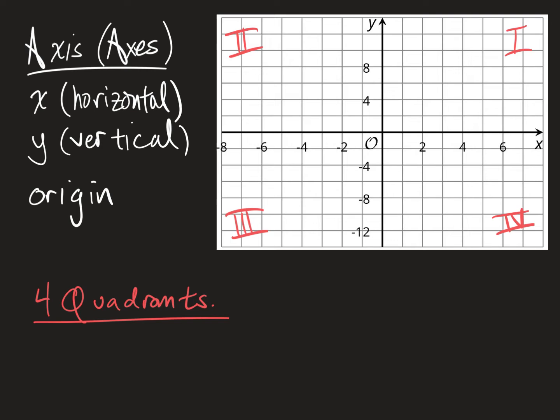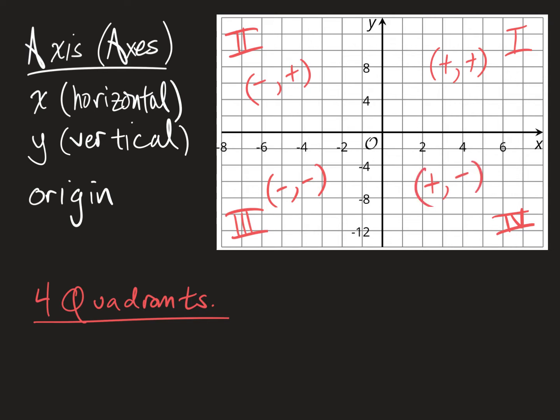The only other thing I want to go over here are the number of quadrants these axes create. So as you can see, the horizontal and vertical axis divide the plane into 4 equal parts, which we call the quadrants. In quadrant 1, the coordinates are all positive. So we'll have one positive coordinate and another positive coordinate. In quadrant 2, the first coordinate will be negative and the second coordinate will be positive. In the third quadrant, both coordinates will be negative, and in the fourth quadrant, the first will be positive and the second will be negative.